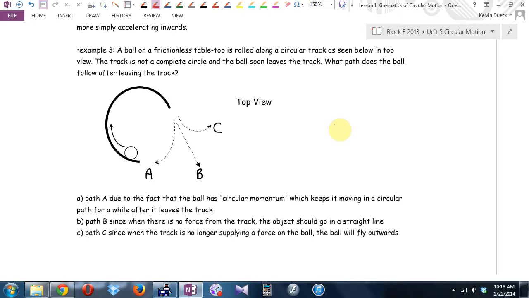One. Who says, Mr. Dueck, path B, that's got like physics words in it? Lots. Who says, hey, path C, Mr. Dueck, I've been on a merry-go-round when I was a child, and when I let go of the merry-go-round, I thought I went flying outwards? No one.